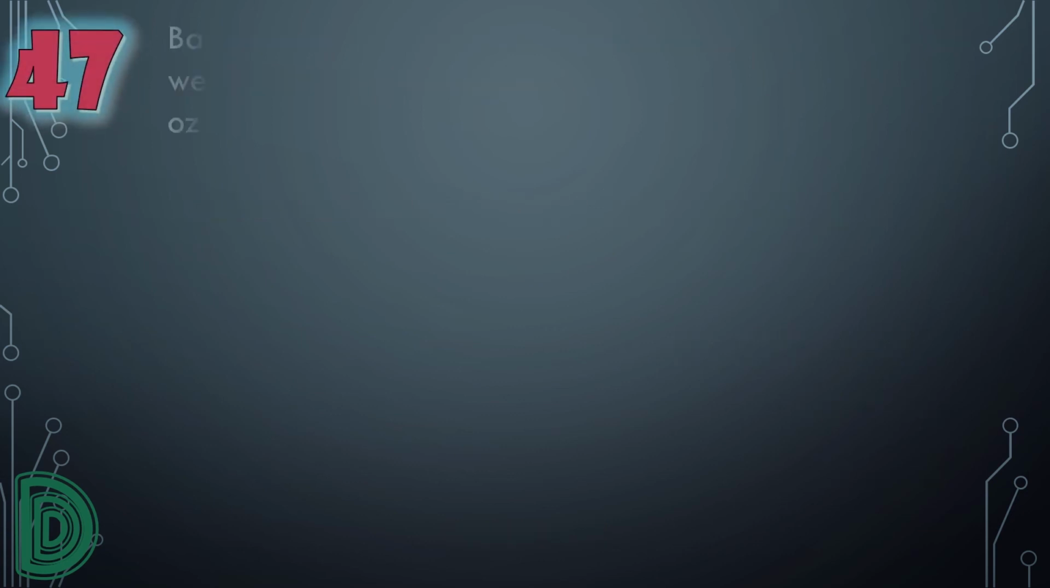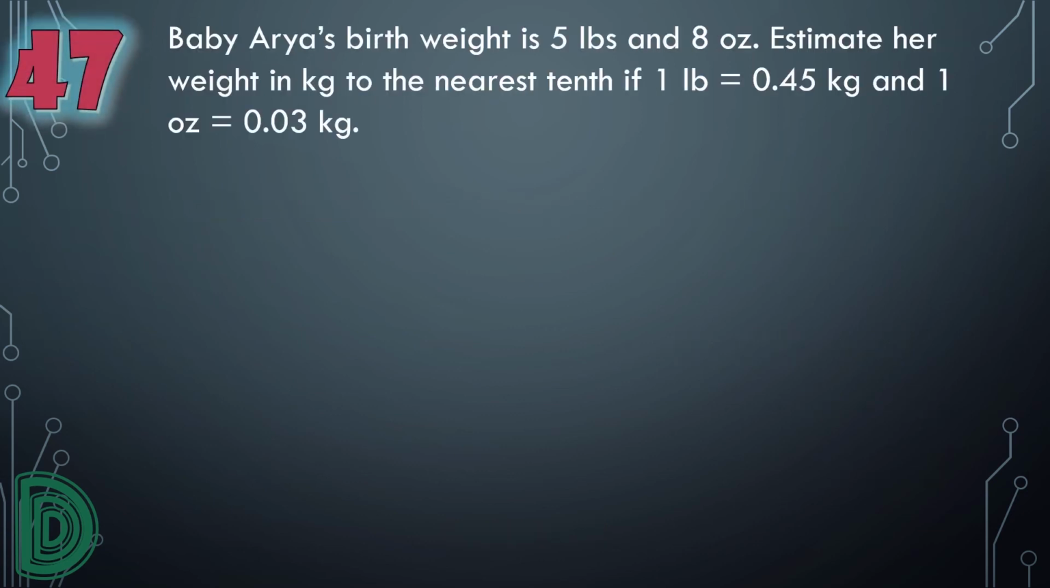47. Baby Arya's birth weight is 5 pounds and 8 ounces. Estimate her weight in kilograms to the nearest tenth, if 1 pound equals 0.45 kilograms and 1 ounce is equal to 0.03 kilograms.